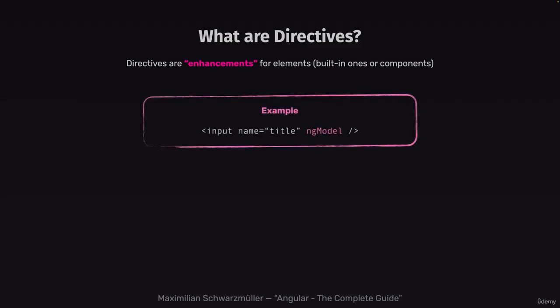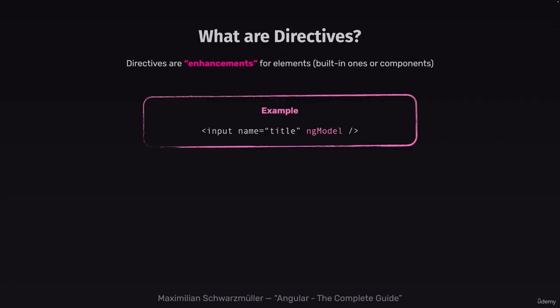For example, you could use the built-in ngModel directive, which you did already see in action earlier in the course with two-way binding. You can add that on an input to make Angular aware of that input. You could, for example, then use it with two-way binding to read the input value and set it, but you can also use it without two-way binding, though you'll learn more about that later in the course in the forms section. The main takeaway is that ngModel here would be a directive.